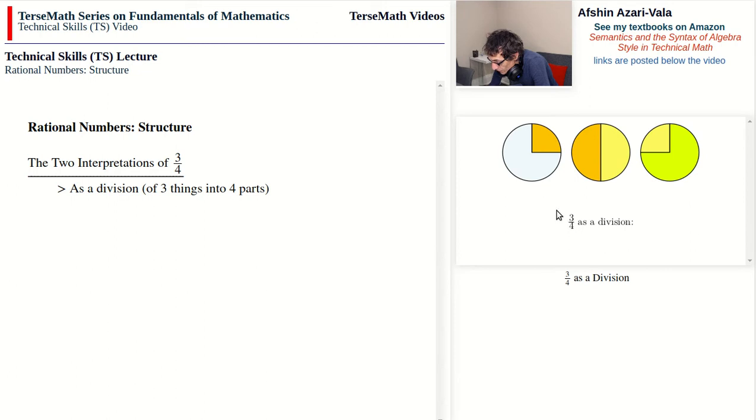This is seen as division of, again, 3 things into 4 parts. And in the context of division, we refer to the top number as the dividend and the bottom number as the divisor.